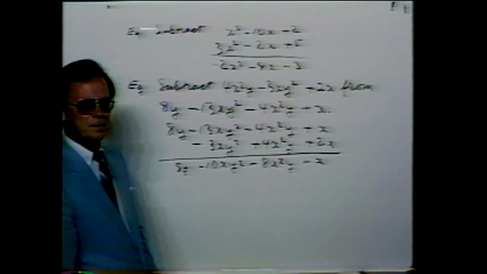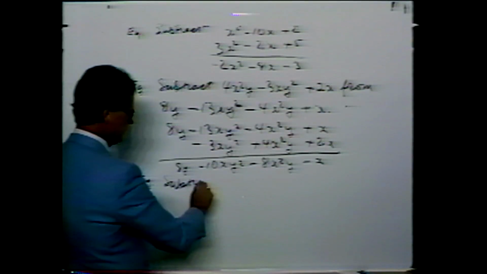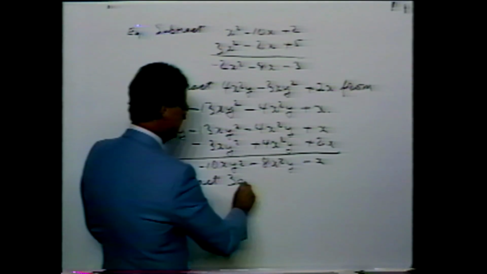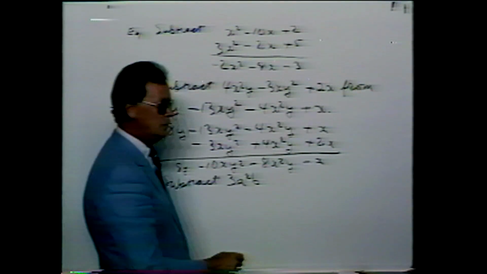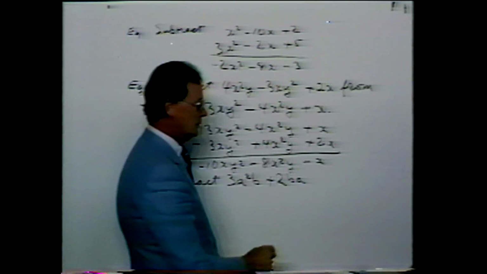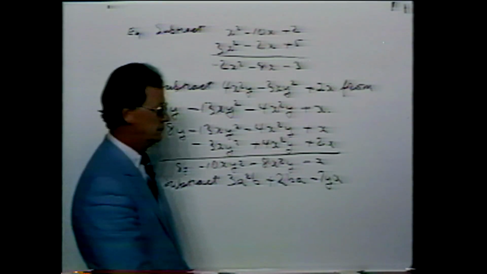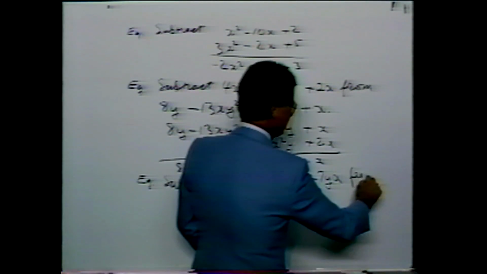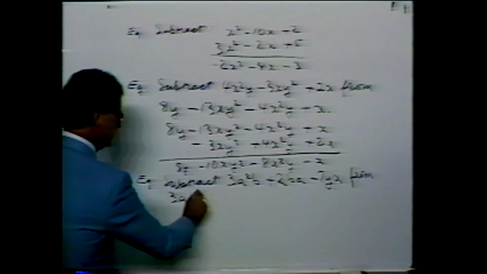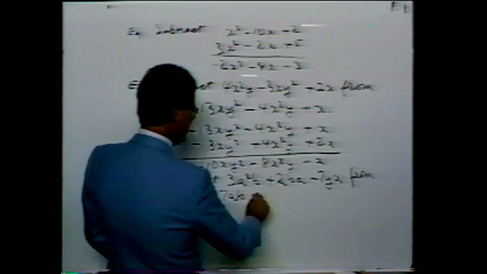Another example, want to subtract 3a squared b plus 2ba minus 7yx from 3ab squared minus 7ab plus 6xy.